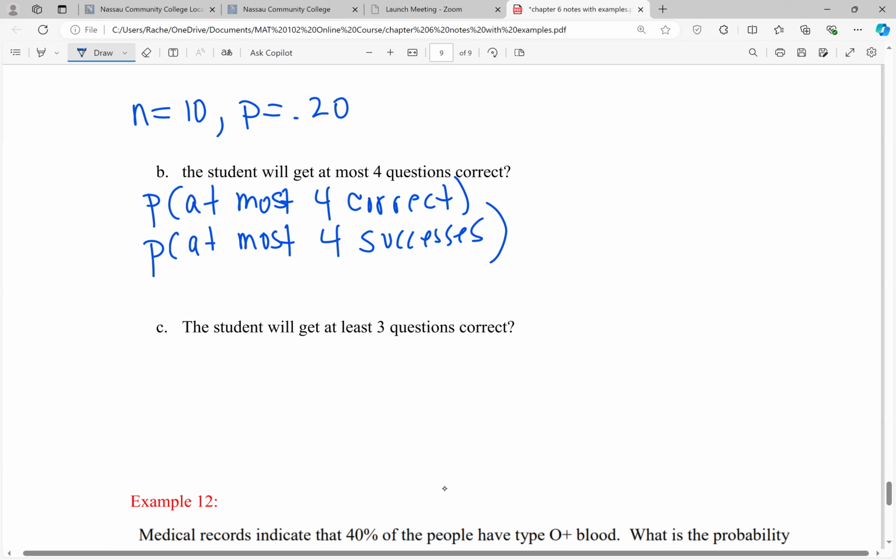We don't have to worry about calculating all those by hand because we're going to make the calculator do it. But since this is at most, this is when we have to use the binom CDF function. And it's going to get that cumulative probability for us. It's going to add up the probability that we get 0 correct, 1 correct, 2 correct, 3 correct, and 4 correct. And it's going to do it very quickly for us. So now we have to go to the calculator and plug in our parameters.